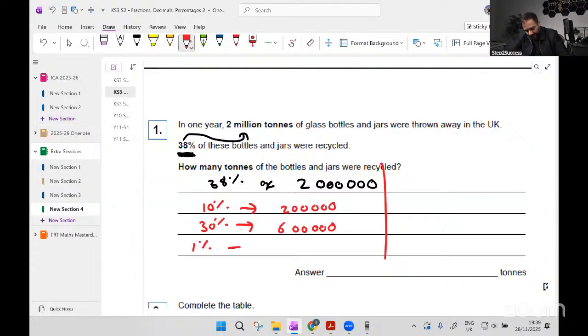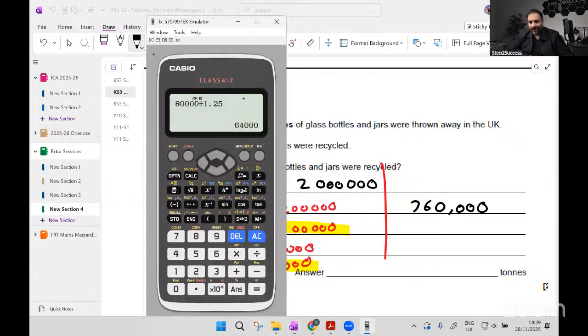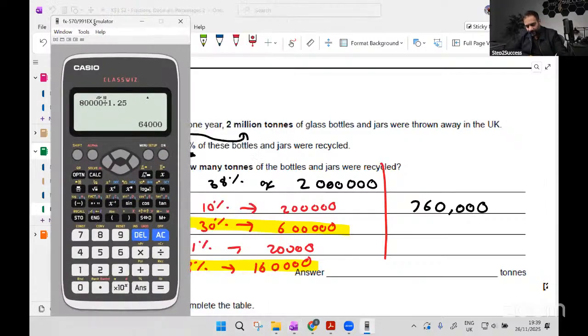1% of this number is taking off two of the zeros, so that's 20,000. 8% of this number is this times 8, which is 16, and then all of the other numbers. 160,000. And to get to 38%, we will add this to this. That gives you 38%. 600,000 plus 160,000 is 760,000.